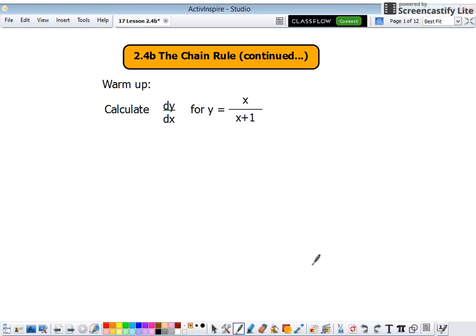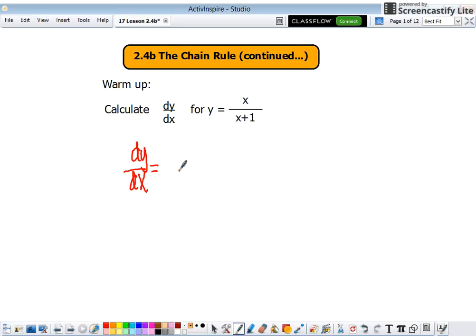In this lesson, we're going to look at some more difficult applications of the chain rule. Before we do that, though, I want you to pause the video and try to take the derivative of this function that's given on the screen. Okay, to take the derivative of this, you should have used the quotient rule.